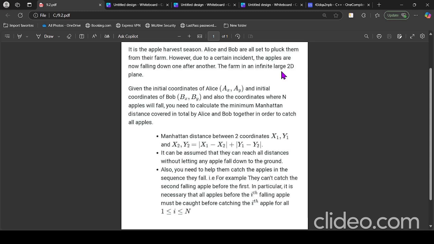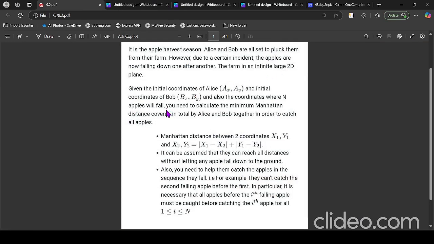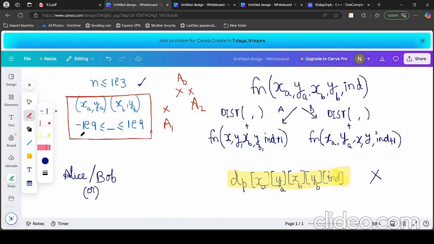Also, you need to help them catch apples in the sequence they fall. That is, they should catch the first apple, then the second one, then the third, and so on. And coming to constraints, n can go up to 1e3, and as it is given that the 2D grid is infinitely large, we can assume that the coordinates range from -1 to n to 1 to n. And there are some apples.